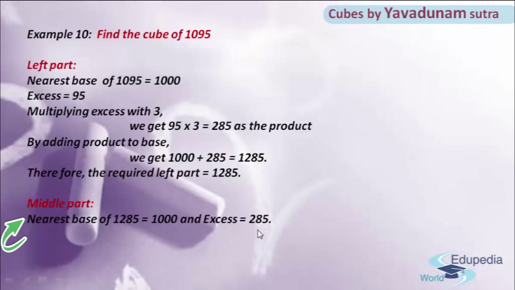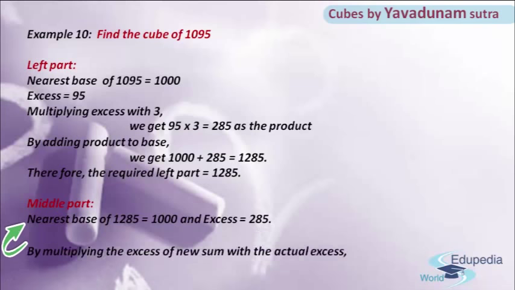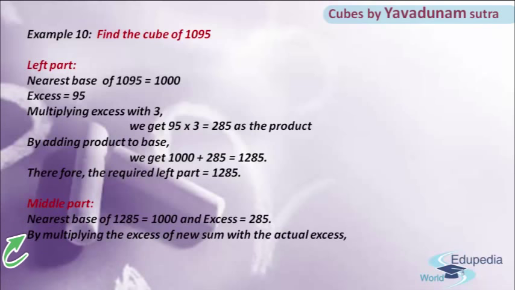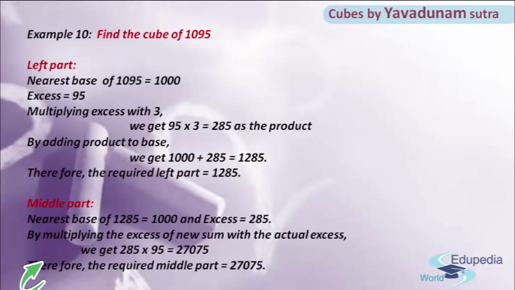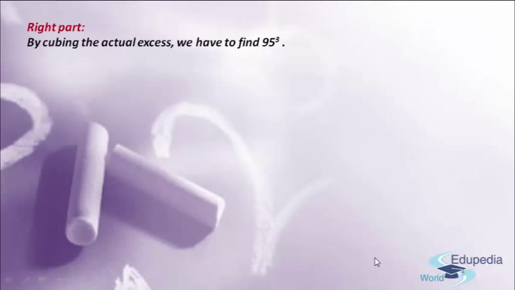After finding the nearest base and excess, moving to step number 2, we have to multiply the actual excess and the new excess we have got. Here the new excess is 285 and the actual excess is 95. So by multiplying 285 with 95, we get 27,075 as the product, and this product is regarded as the required middle part.